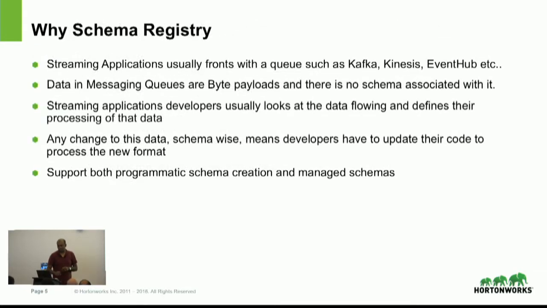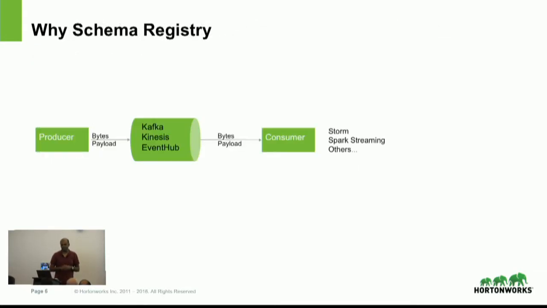So why schema registry? Typically in general ingestion use cases, you have a messaging queue such as Kafka, Kinesis, or Event Hub. The producer writes the data, converting it into a byte payload. Kafka stores the byte payload on disk, and the consumer gets the byte payload again. The understanding of what those bytes mean, whether it is a user ID or an address, the entire logic of that exists on the consumer side or on the producer side.